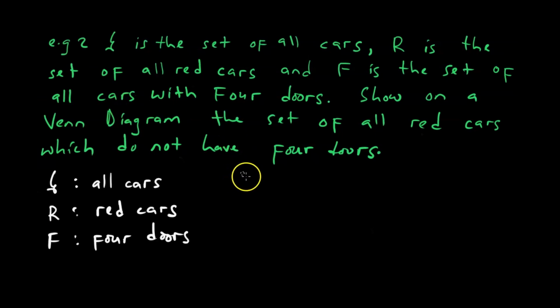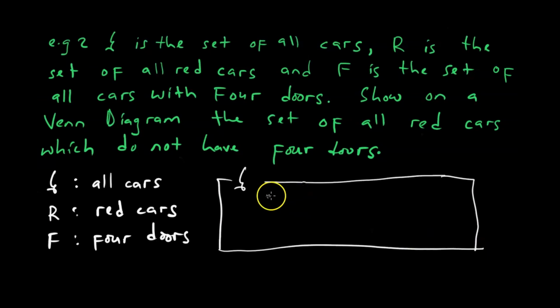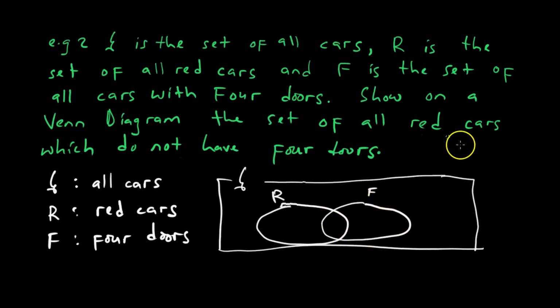So let us draw the Venn diagram. Like this. We have a set, subset R. Then we have subset F. We are going to assume that there is an intersection. Then we read our question, which says we have to show on a Venn diagram the set of all red cars which do not have 4 doors. So in essence, what is our question asking? Our question is asking for a complement. But the complement of what?